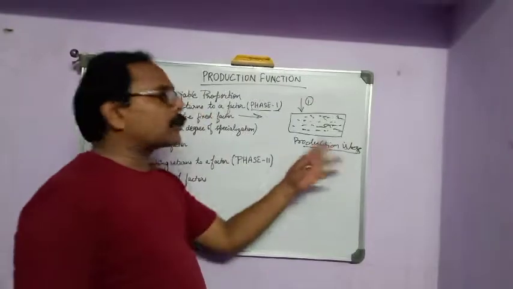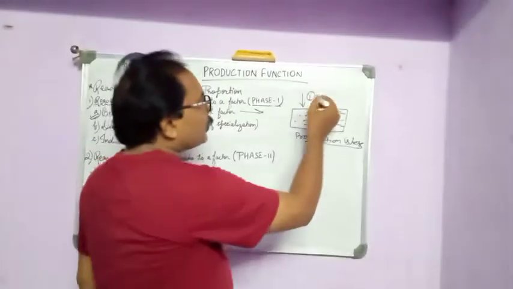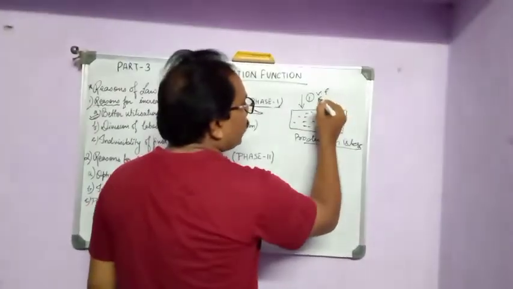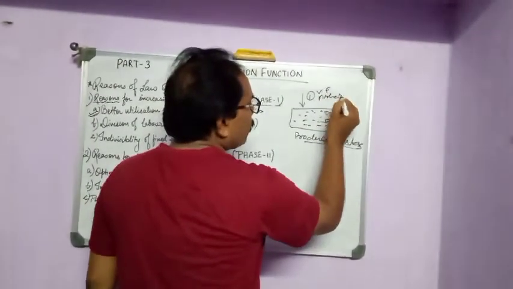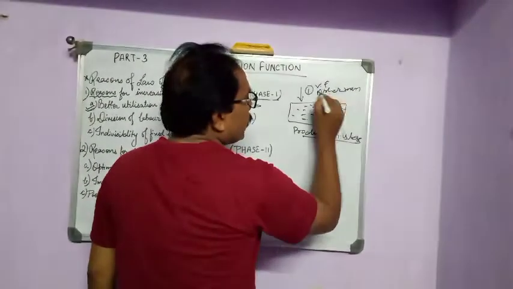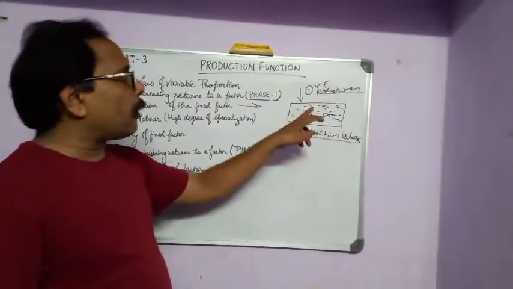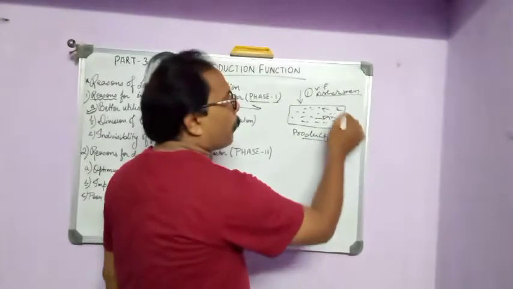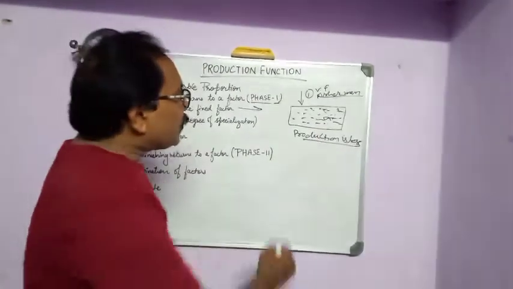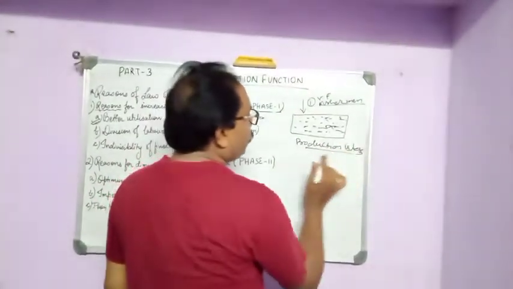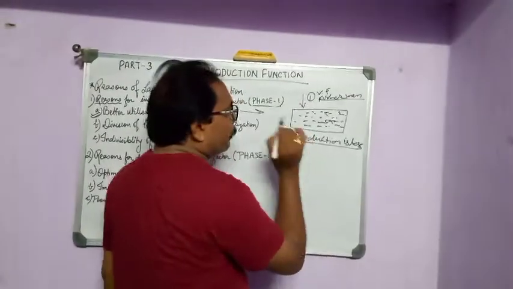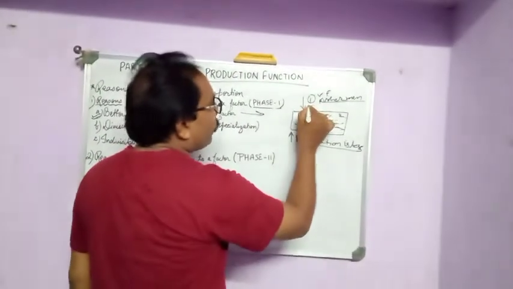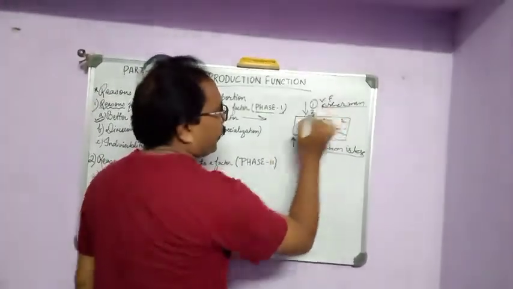So why is the production less? Because the variable factor like the fisherman is very small compared to the fixed factor like the big size of the pond. So if we want to increase the production, what will happen? We will apply more fishermen.